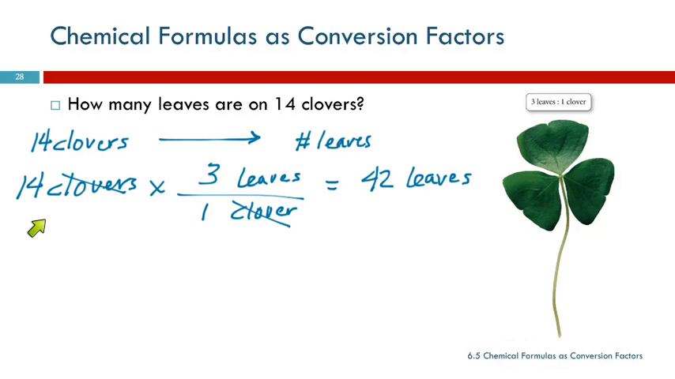Well, 14 clovers. Is there any uncertainty in counting out 14 clovers? No. 14 clovers is a counting number, it's exact. How about this, 3 leaves per clover? Is there any uncertainty in how many leaves there are? No, that's exact. And so there should be exactly 42 leaves. Okay.